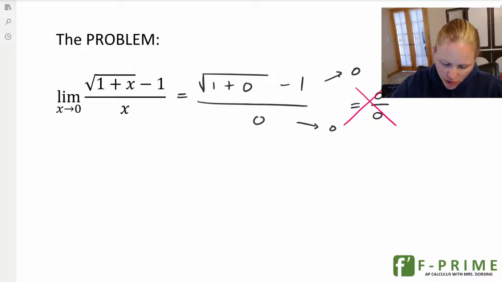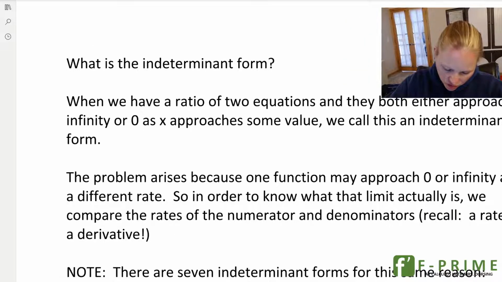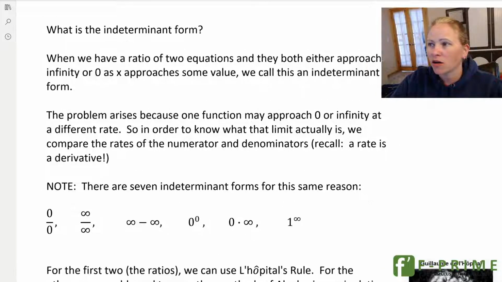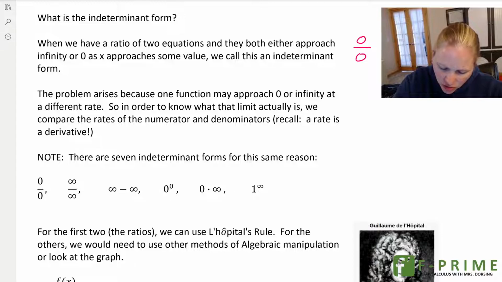And as a matter of fact, we have a vocabulary word to describe what's happening here. What we're getting here is something called the indeterminate form. The indeterminate form is a form that we get when we end up with a ratio of two functions. In most cases, there are actually seven forms of the indeterminate form. But the kind that we're going to see here today is when we have a ratio of two functions and they both either approach infinity or 0, the same thing, not one and the other, as x approaches some value. We call this the indeterminate form. So we end up with 0 over 0 or infinity over infinity.